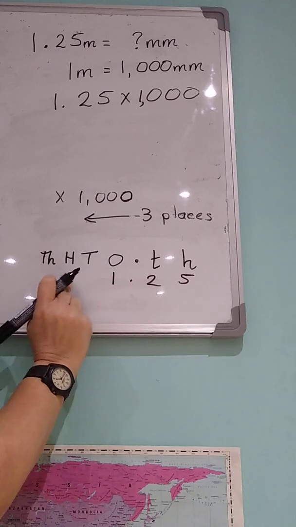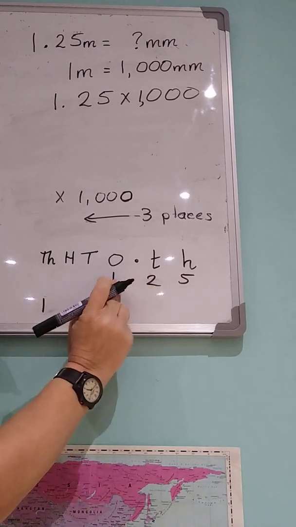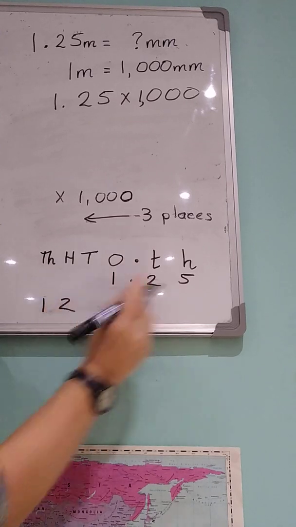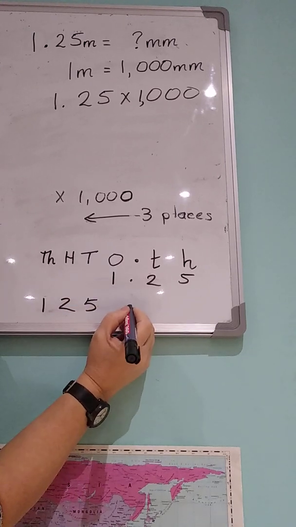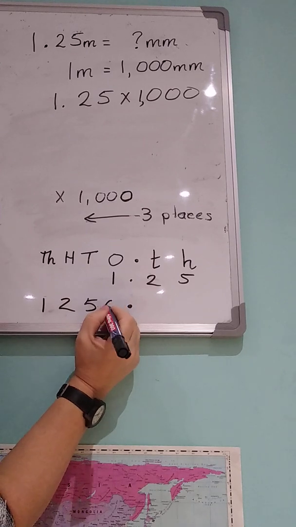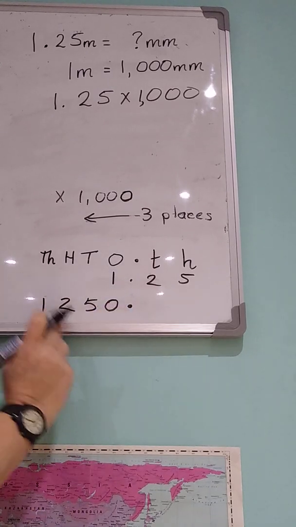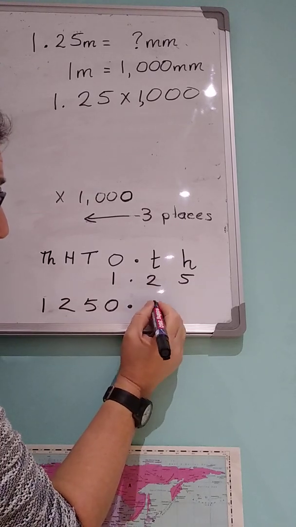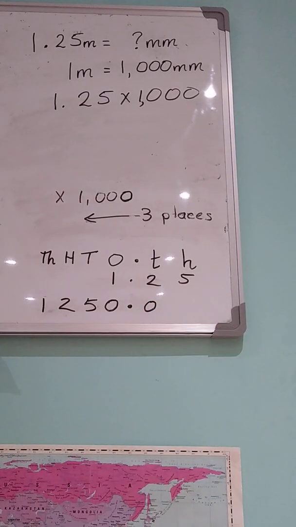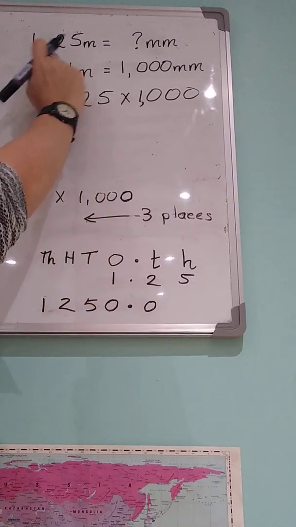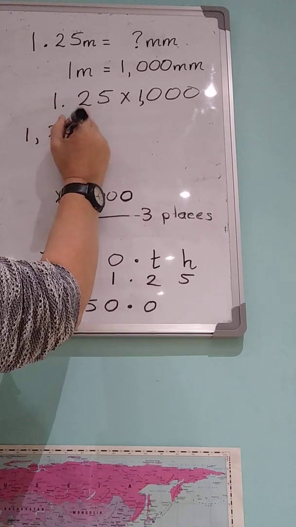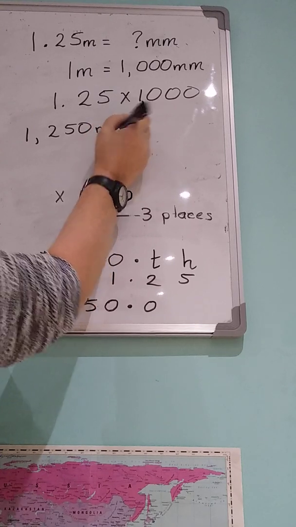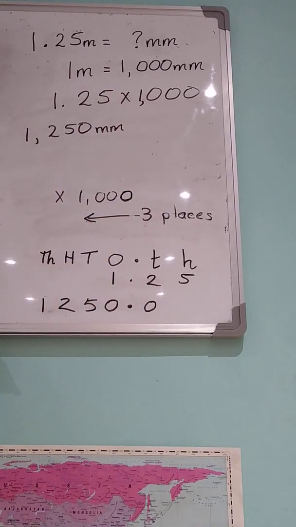So the 1 jumps 1, 2, 3 up to here. The 2 jumps 1, 2, 3 up to here. The 5 jumps up to here. And we can't leave this column blank because here's our decimal point. So we need to put the 0 in here. 1,250. You can put as many zeros as you like after the decimal point. It's not going to make any difference. So 1.25 metres is equal to 1,250 millimetres.